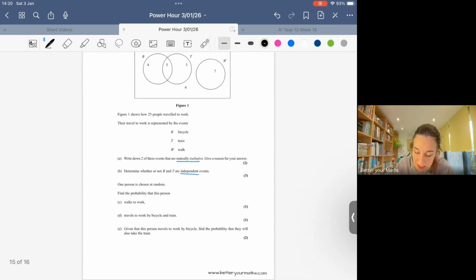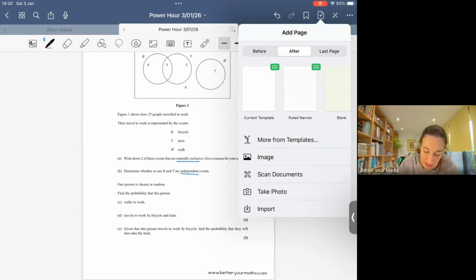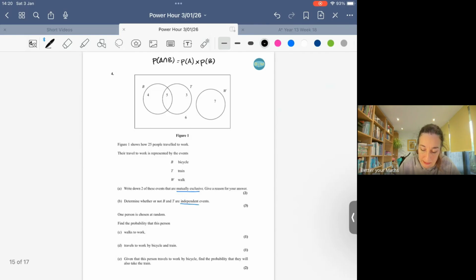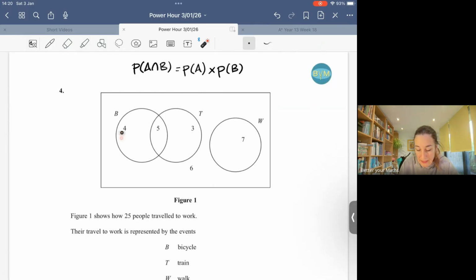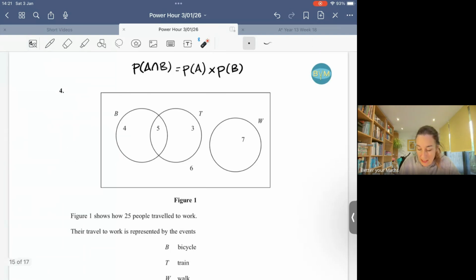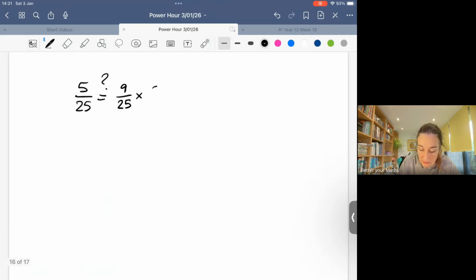I'm going to do another page. I'm going to check if 5 out of 25 is equal to the product of the probabilities. The probability of B is 9 out of 25. Is this equal to 9 over 25 times the probability of T, which is 8 out of 25 again? So 8 out of 25. Yeah, I would always double check.